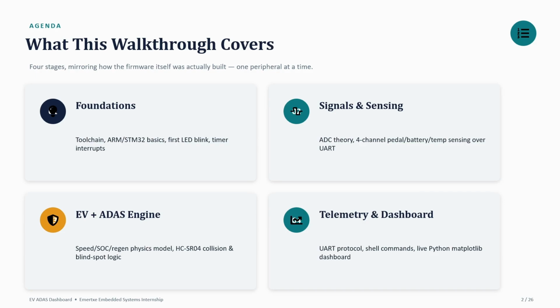In stage 1 we have the foundation. This covers our tool setup, the basics of ARM and the STM32 architecture where we are going to run our program. In part 2 we have signal and sensing. Here we have ADC theory, the analog to digital conversion process, and separate channels for reading the accelerator, brake, battery and temperature, and streaming the data over UART.